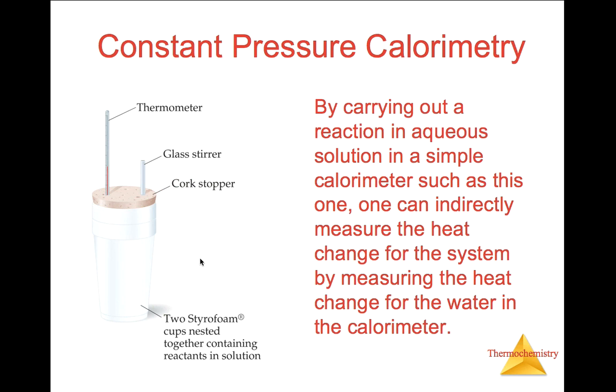By carrying out a reaction in an aqueous solution in a simple calorimeter such as this one, we can indirectly measure the heat change for the system by measuring the heat change for water in the calorimeter. You can see this simple calorimeter is just made up of 2 styrofoam cups that allow heat to remain inside of the calorimeter and not flow anywhere else. And then we can measure the heat change with the thermometer that's in here.